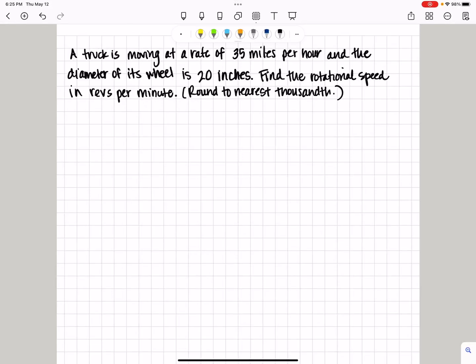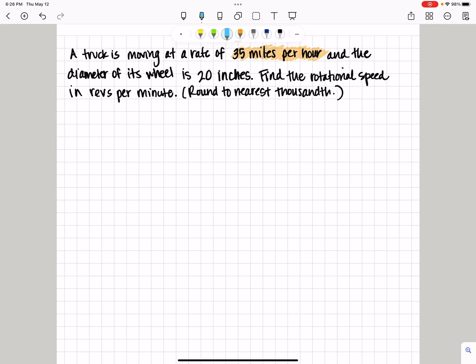Okay, here we have a problem. A truck is moving at a rate of 35 miles per hour. The diameter of its wheel is 20 inches. We want to find the rotational speed in revolutions per minute, and we want to round to the nearest thousandth. So we're given a rate, this rate of 35 miles per hour.